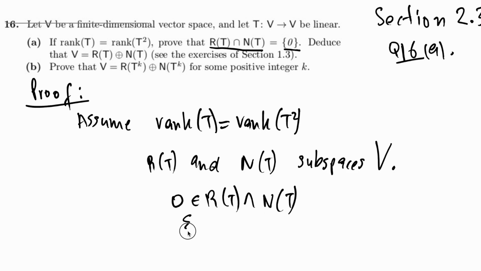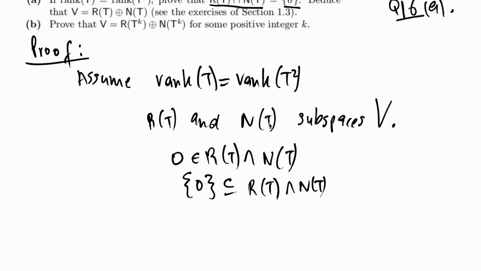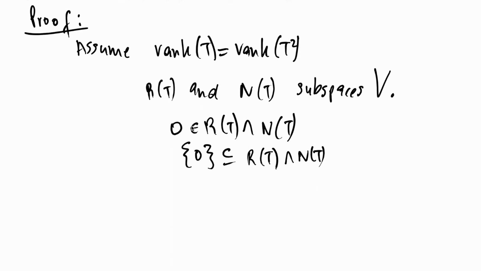So clearly the set containing 0 is a subset of RT and NT. To most of you this might seem a bit trivial, but for the sake of completeness I'm showing this step as well. So this set containing 0 is obviously a subset of RT and NT, and now what we have to show is that RT intersection NT is a subset of 0.